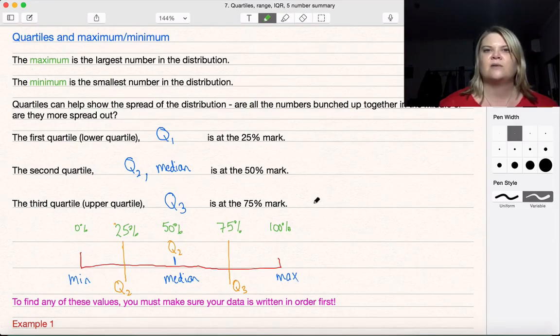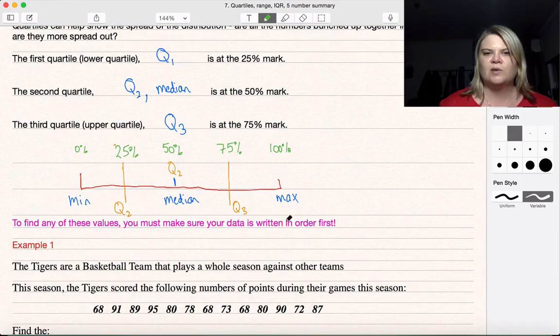Let's look at an example of how we would do that with some data points. To find any of these values, you must always make sure that your data is written in order first. Otherwise, you won't be finding the median, the exact halfway point. You'll be finding the halfway point of whatever order you put the numbers in.